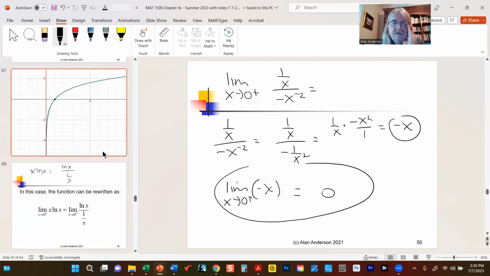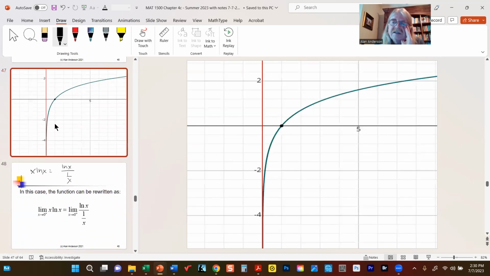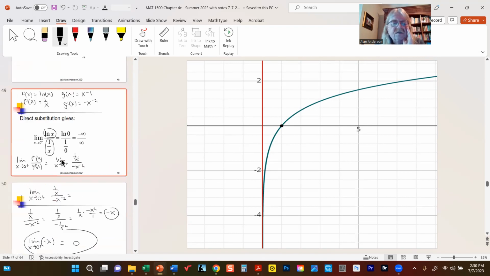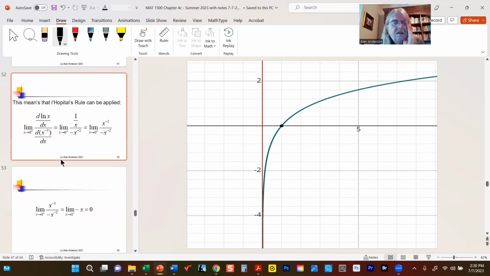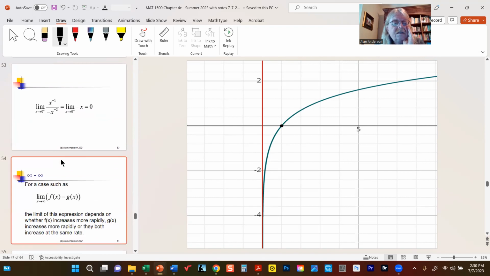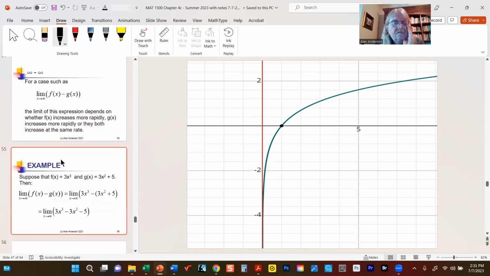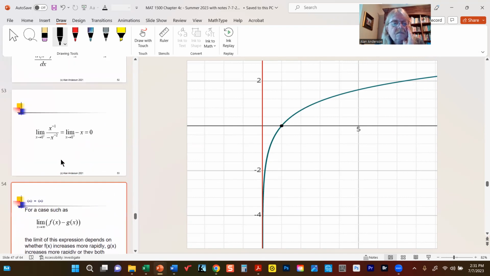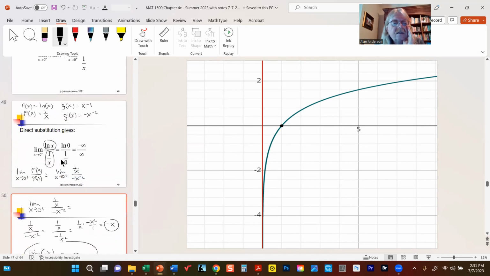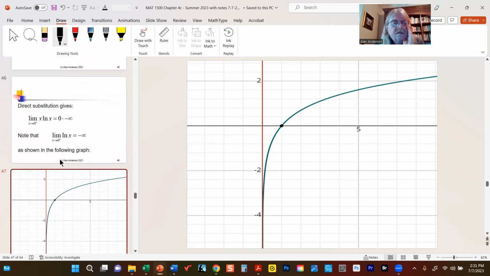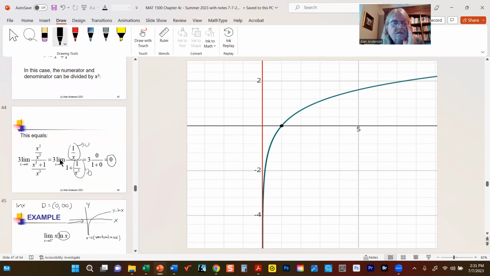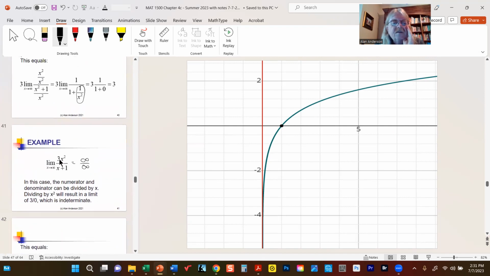So there is a limit, as you can see, and it makes sense that it's going to be 0 because that's the vertical asymptote. And so that's it. We're done. So that was the case of 0 times infinity.